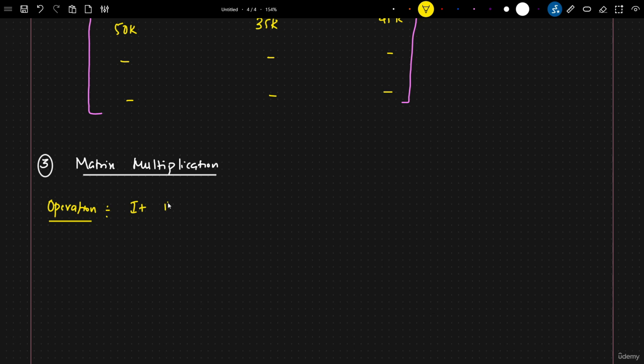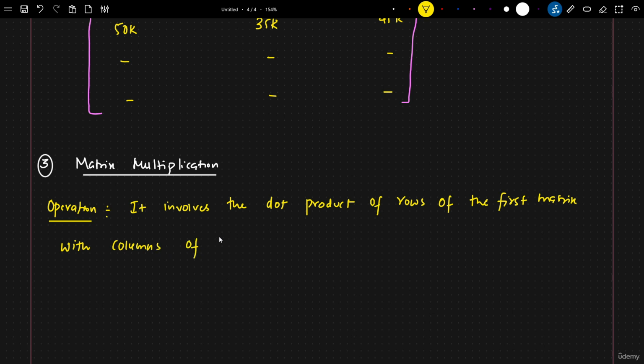So it involves the dot product of rows of the first matrix with columns of the second matrix. Okay, second matrix. And there is one very important condition over here.